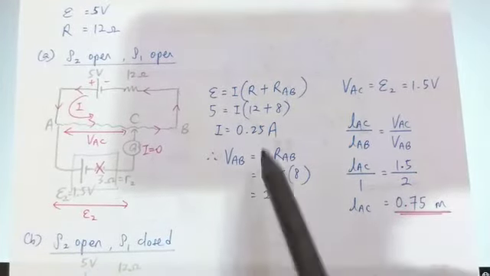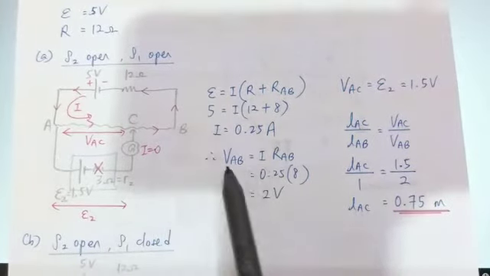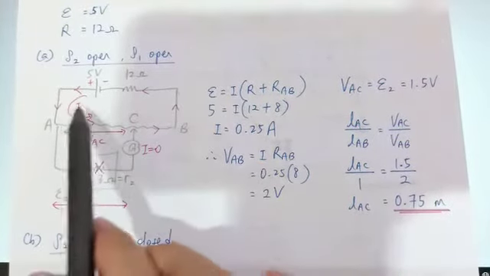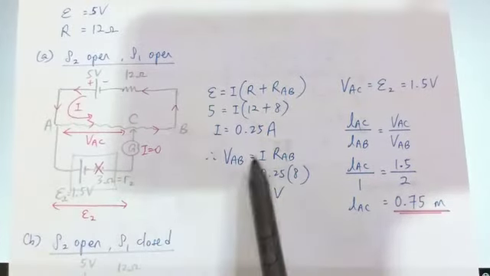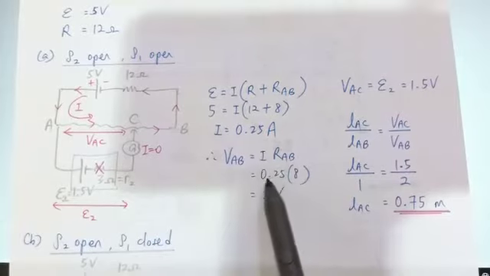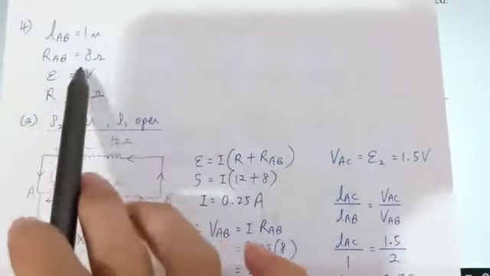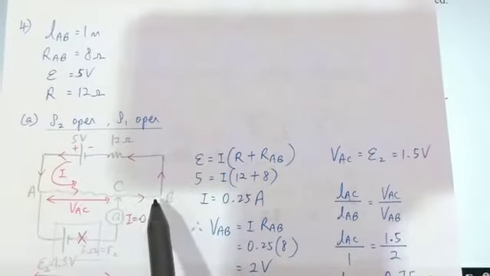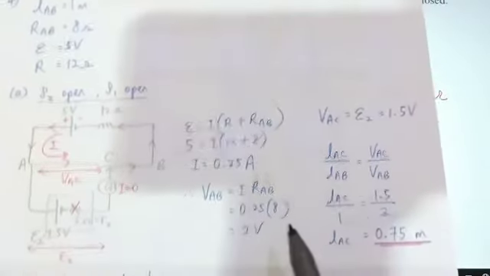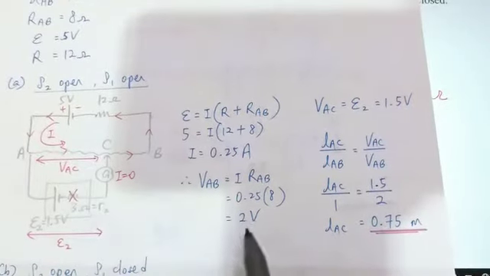After that we can find the voltage AB. Voltage AB is the current that flows through multiplied by resistance AB. Resistance AB just now, I mean the whole wire, is 8 ohm. So 0.25 times 8, you get 2 volt. So VAB is 2 volt.